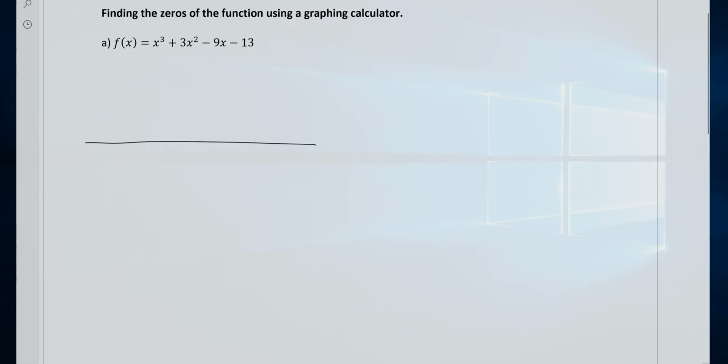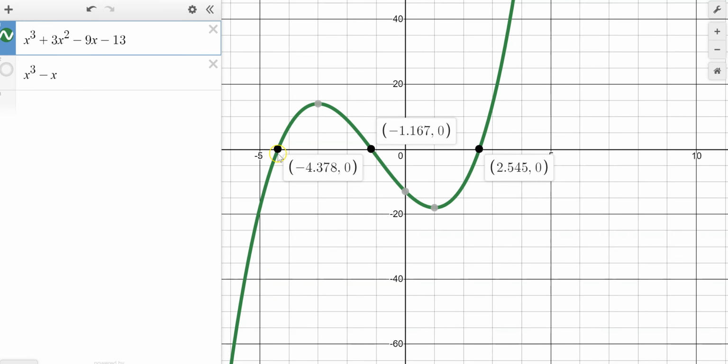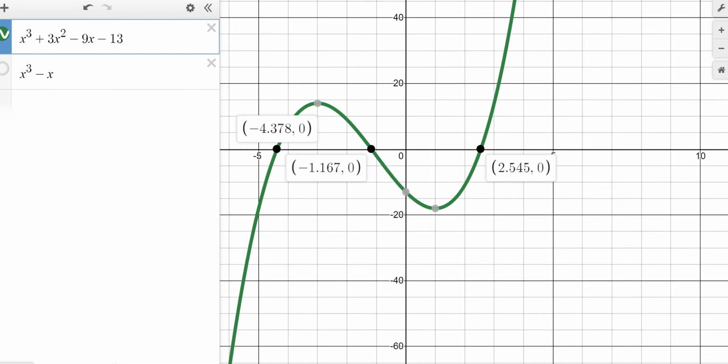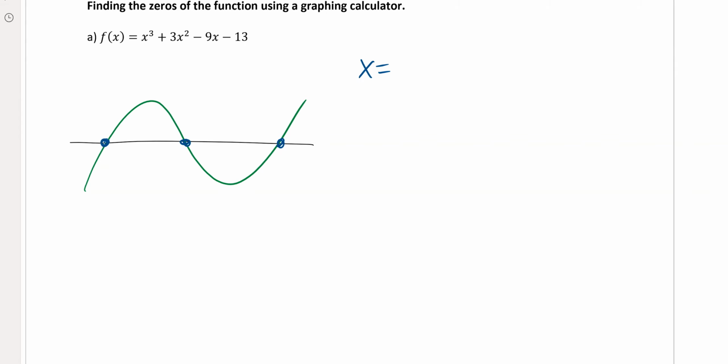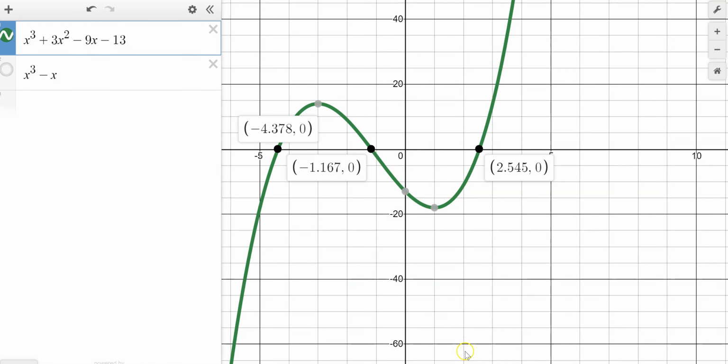And you notice there were 3 points of intersection, 1, 2, and 3, and those are our zeros. Okay? So we go back, we click on it, and all you have to do is select those values. So clicking on the graph and then selecting those points will give us our value. So it's negative 4.378. So x equals negative 4.378, comma. And then the next one, negative 1.167.